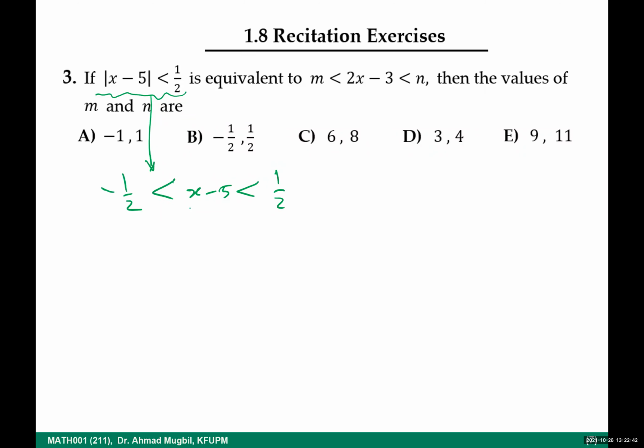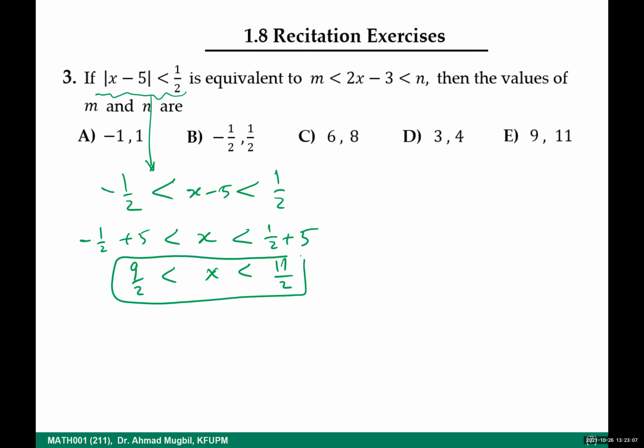We can solve this easily. Add 5 to both sides. It is less than a half plus 5 and greater than negative a half plus 5. So this means that x is less than what? 11 over 2 and greater than 9 over 2, right? Yes. It is 2 times 5, 10, minus 1 is 9. Now this is our x.